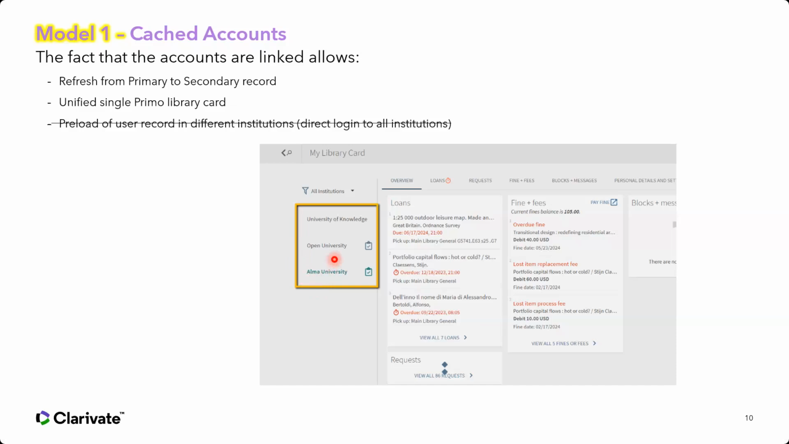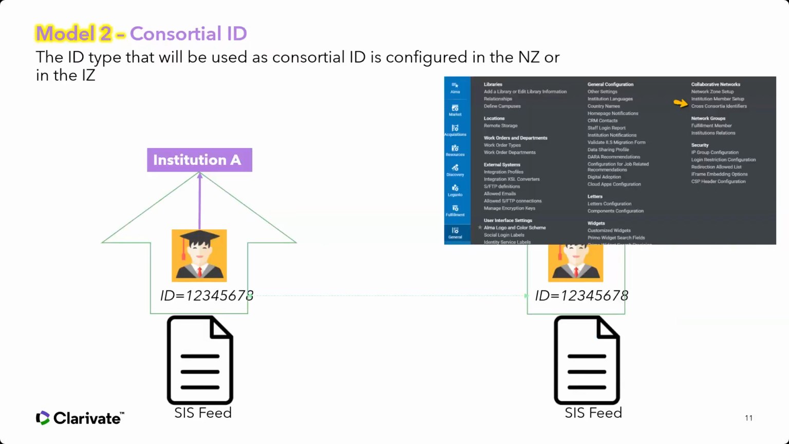What this model described to you is a just-in-time creation of the account in the other institutions, in the secondary institutions. That's what characterizes this model. The second model is what we call a consortial ID.